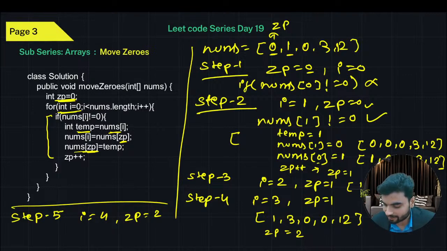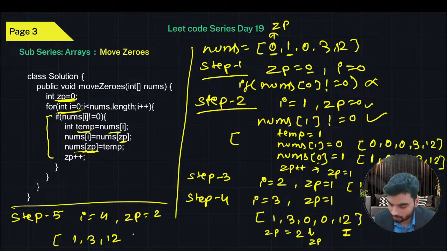At index 4, when the iterator is here, tell me, do we have a non-zero value? Yes, we have a non-zero value. Yes or no? If you have a non-zero value, then swap it. Then what will happen? Tell me. After swapping, you will have the array, which means the iterator was here and the zero pointer was at the second index. So now 0 will go to the 12th place and 12 will come to the zeroth place. So now you will have 1, 3, 12, and again this 0 has moved to the 12th place.